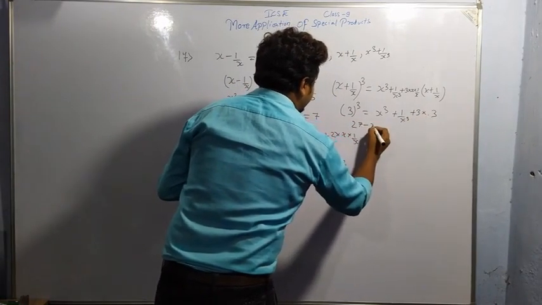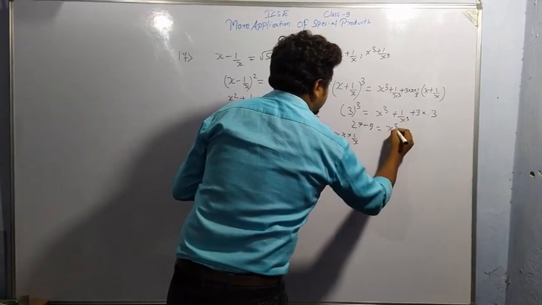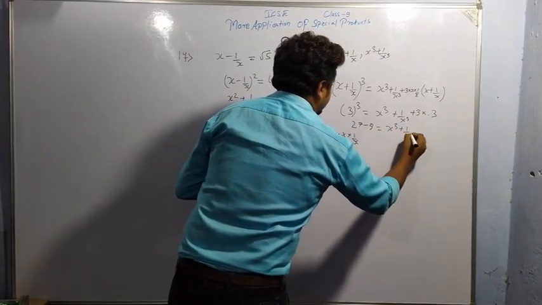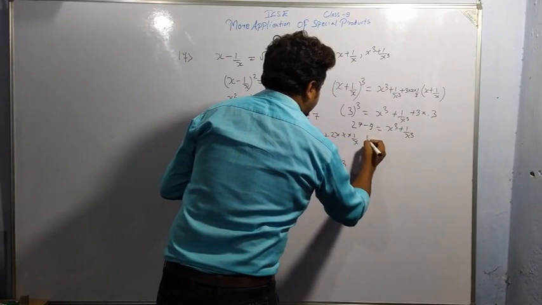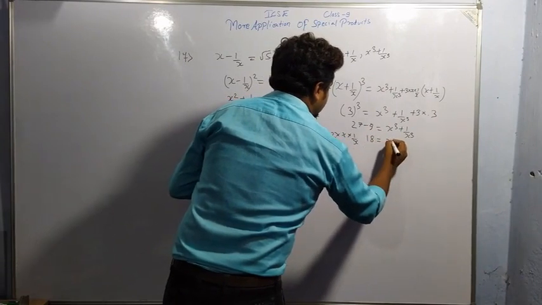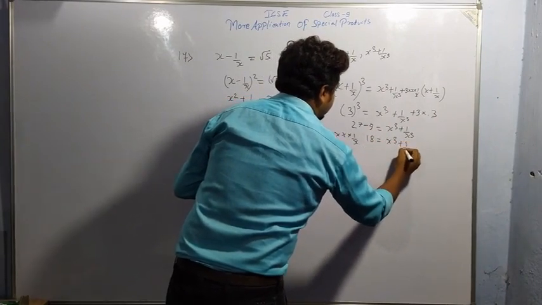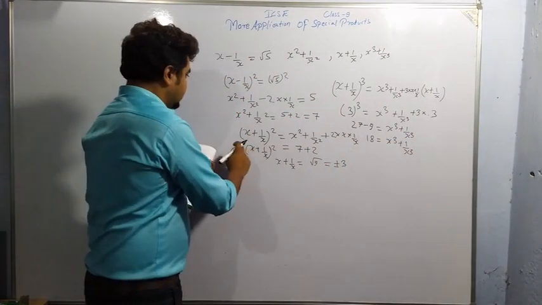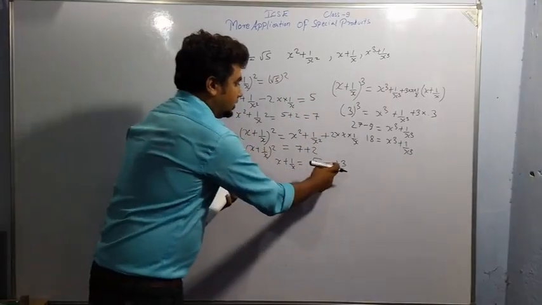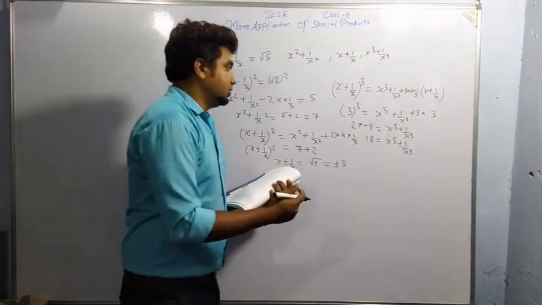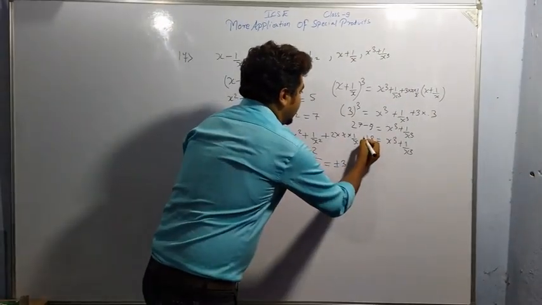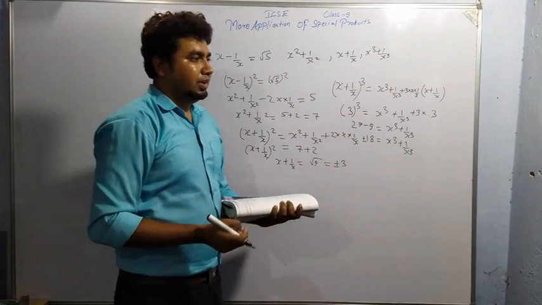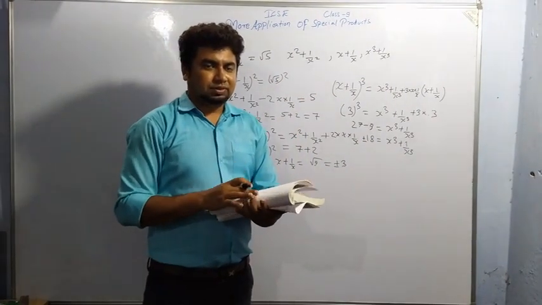27 minus 9, x cube plus 1 by x cube. So from here you are getting 18. So I am directly writing here plus minus 18, because you are having two values of x plus 1 by x. It is plus 3 also and it is minus 3 also. So we can write here plus minus 18. So this is question number 17.